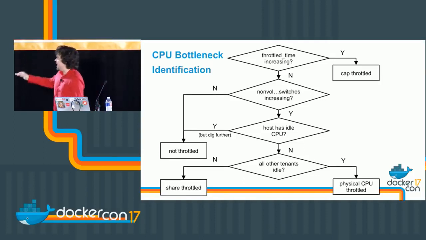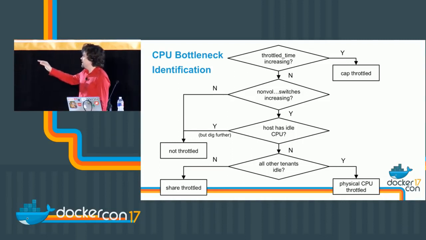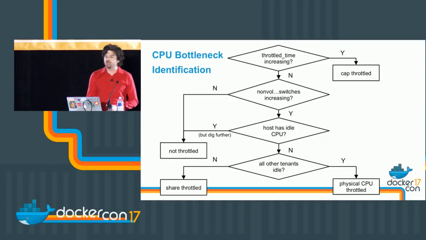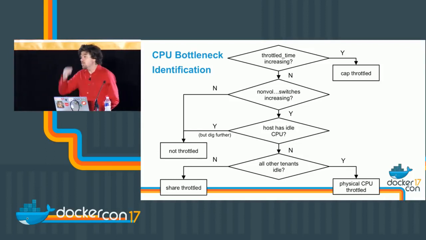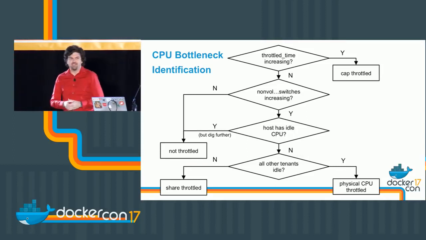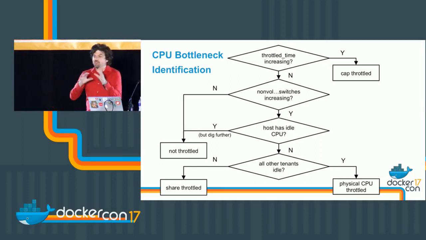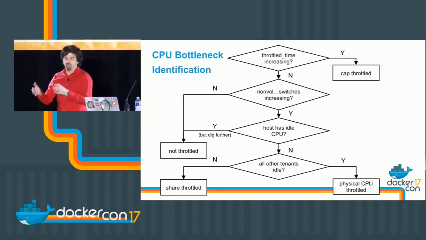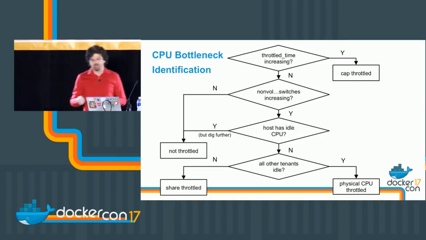Do we have idle CPU? And right at the bottom, if other tenants are idle or not, it can help us identify whether we're share throttled or physical CPU throttled. We may be physical CPU throttled if your container is the only container on the system and you're trying to use more CPU resources than there are. Even though you've got shares configured, you're actually bottlenecked by the host's CPUs.